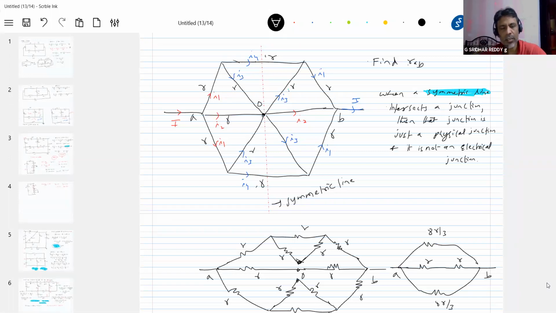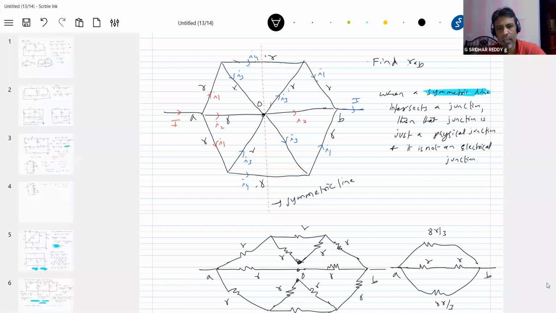Okay, got it. So now symmetry, shall I tell you at your level, it's all about just looking at the network. It's like R and R, R and R, R by 2, R by 2. As we have a symmetry of distribution of resistance, then definitely the current will get distributed symmetrically. Then if a symmetric line intersects a junction, the junction is only a physical junction. So separate them. Make it like this here.